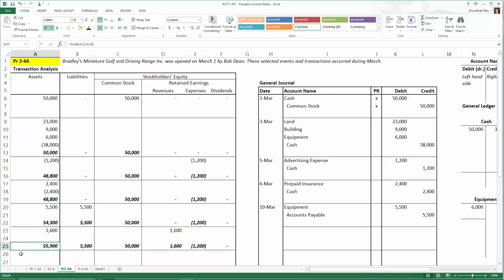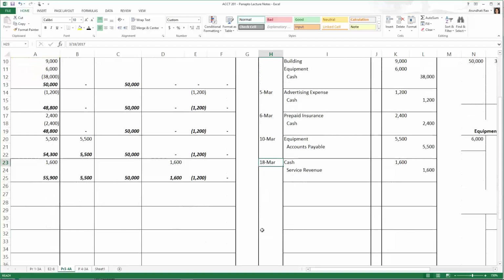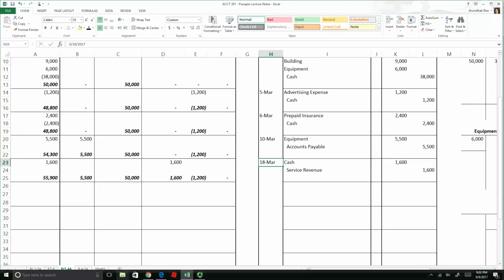So let's check our totals. So I now have $55,900 in assets, $5,500 in liabilities. The common stock has stayed at $50,000. I have revenues of $1,600 and expenses of $1,200. Let's look at our journal entry. Our journal entry is cash debit, service revenue credit.